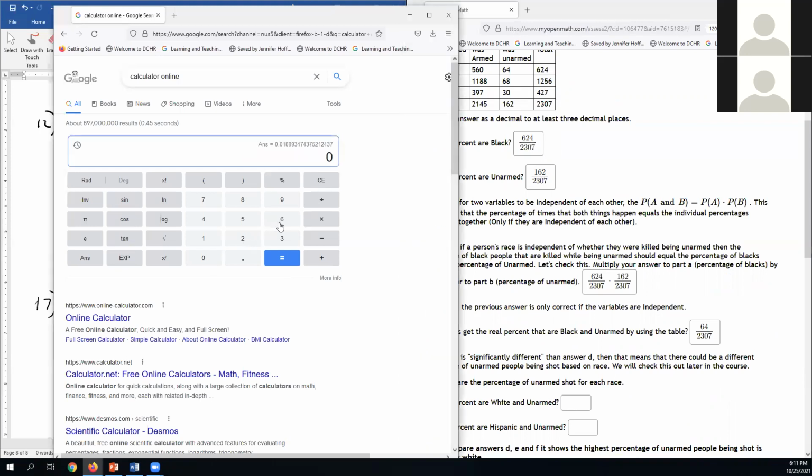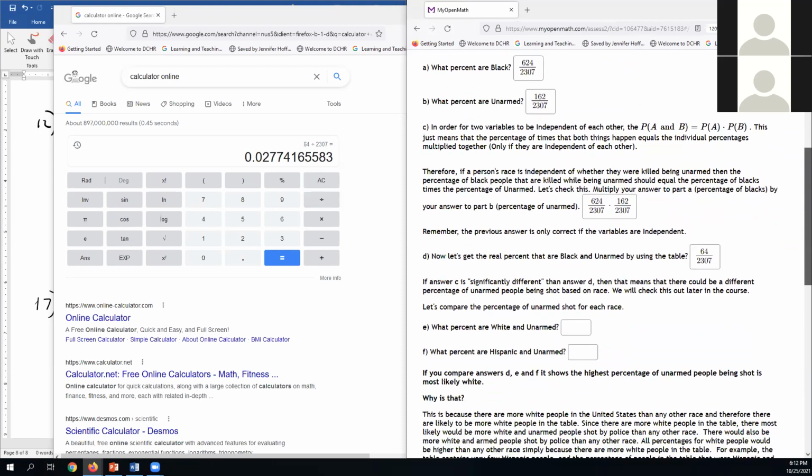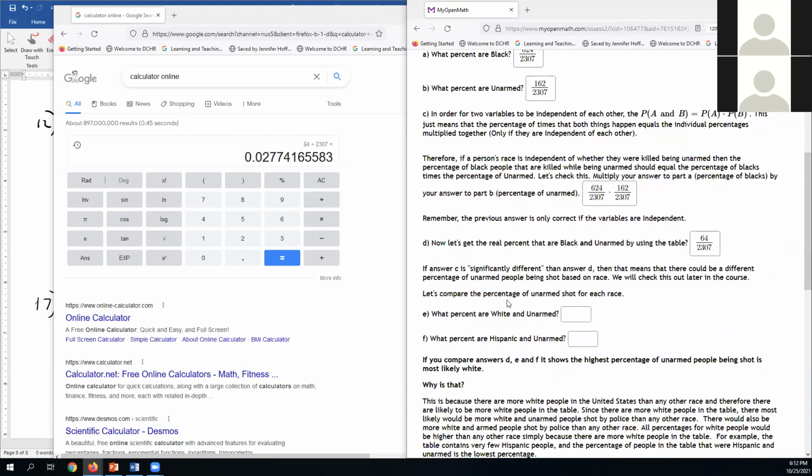So let me do that. 64 out of 2307. And that is about twice as high. See, this is about 2.77%. So that means that they're not independent of each other. That means that your race does affect whether you're going to be shot and killed by the police while being unarmed. And so now what we're doing down here is let's compare the percentage of unarmed shot for each race.